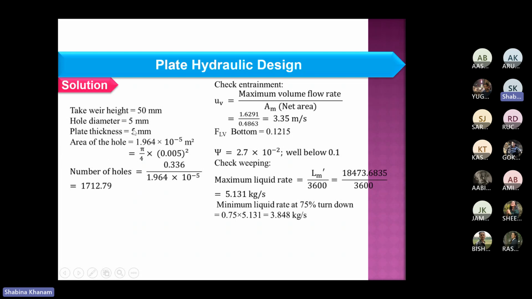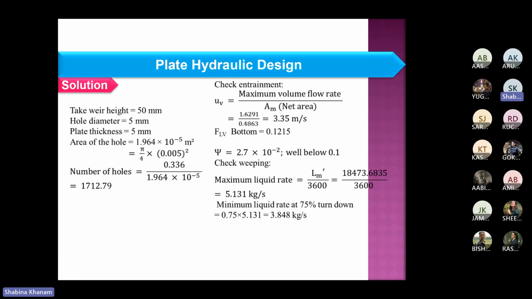And area of one hole you can find out like this, considering 5 mm. So number of holes should be 1712. So instead of 171, sorry, it is coming as 1712.79. So instead of 1712.79, you need to consider 1712 only, not 13. Please keep that in mind because diameter is fixed. Okay, so 1712, we need to round down the number of holes, right?